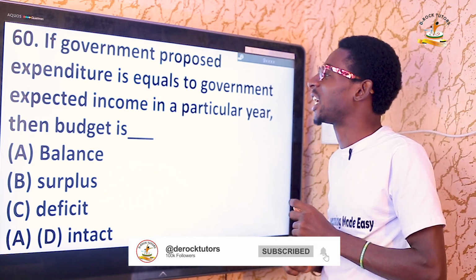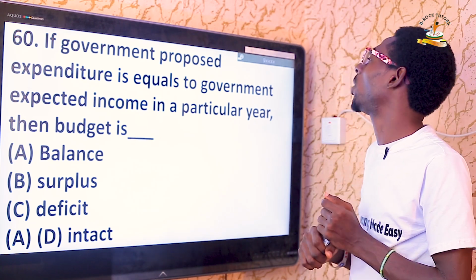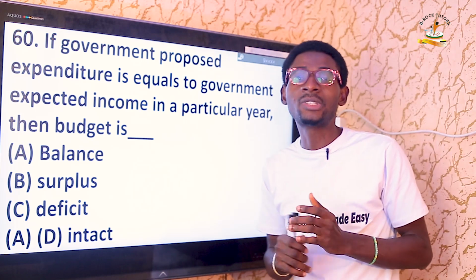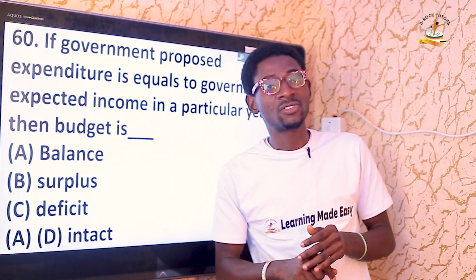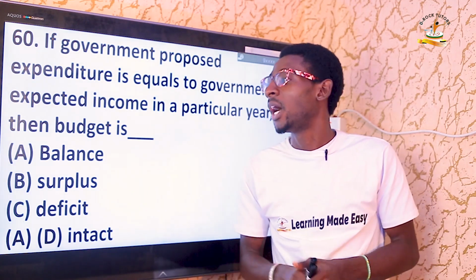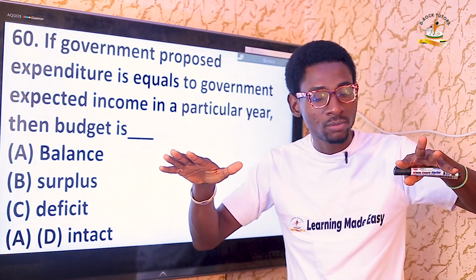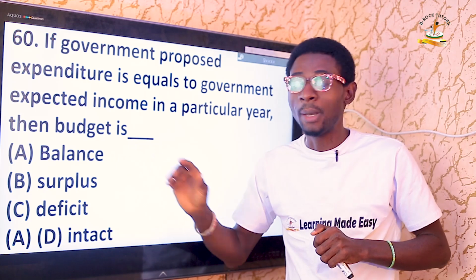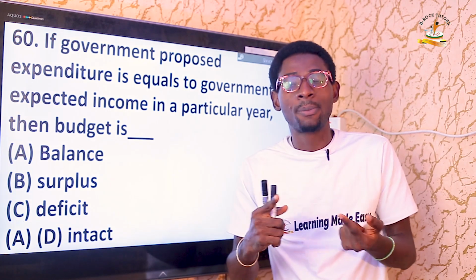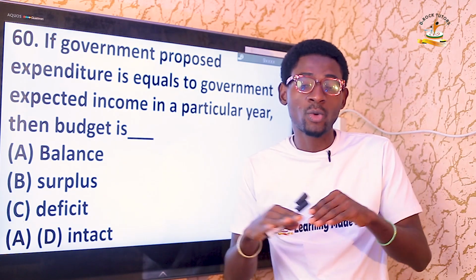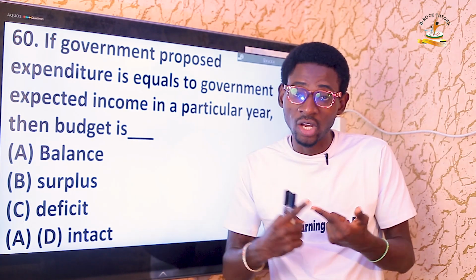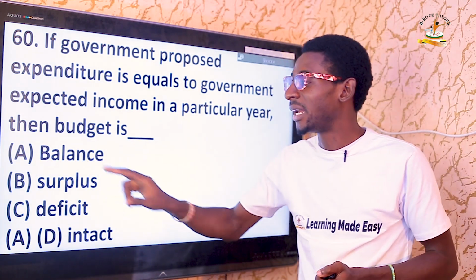Number 60. If government proposed expenditure equals government expected income in a particular year, then the budget is balanced. A budget is a comprehensive statement showing government proposed expenditure and government expected income in a fiscal year. When the two equal each other, that means it is a balanced budget. We have three types of budget: the balanced budget, the surplus budget, and the deficit budget. It is balanced when both of them equate each other. It is surplus when income exceeds expenditure. It is deficit where expenditure exceeds income. So the answer here is option A, balanced budget.